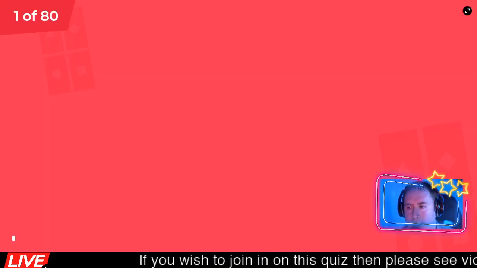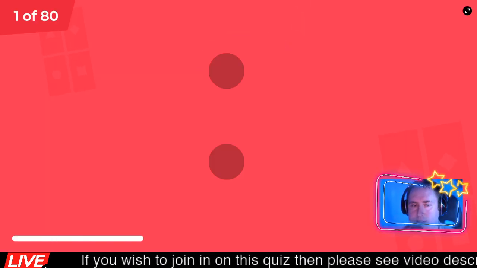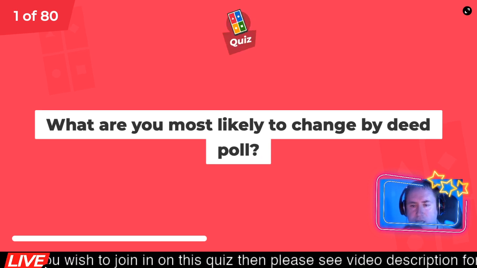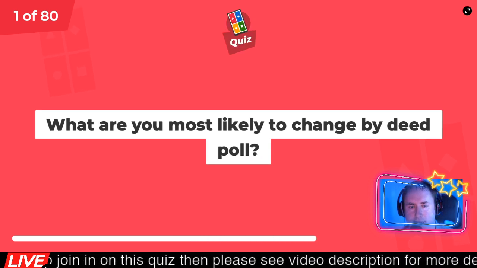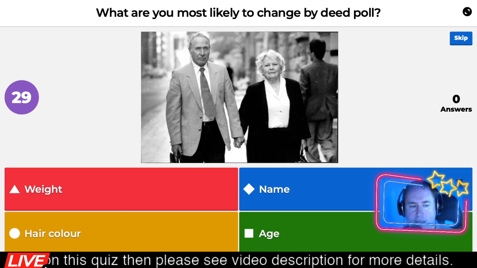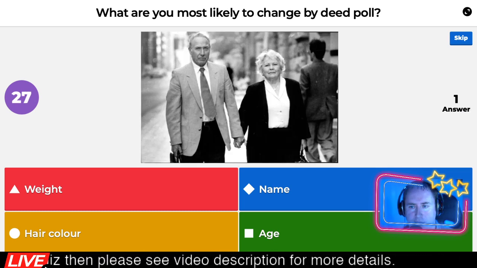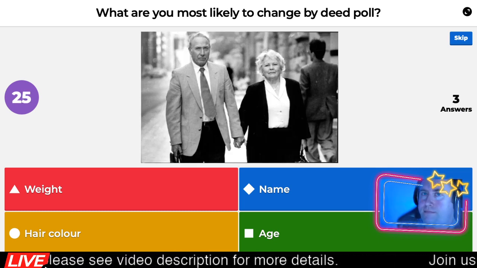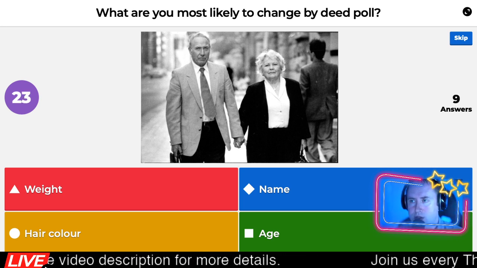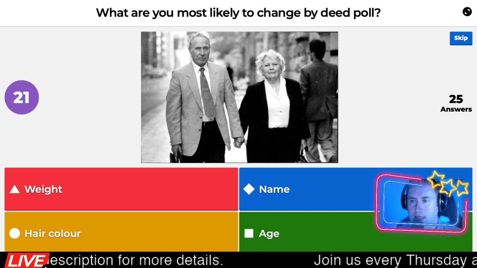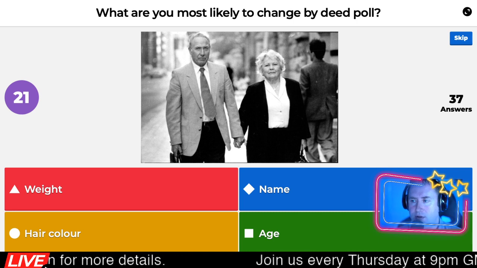Question number one, kicking it off, it is multiple choice. What are you most likely to change by deed poll? Is it your weight, your name, your hair color, or your age? So what are you most likely to change by deed poll? Is it your weight, your name, your hair color, or your age?